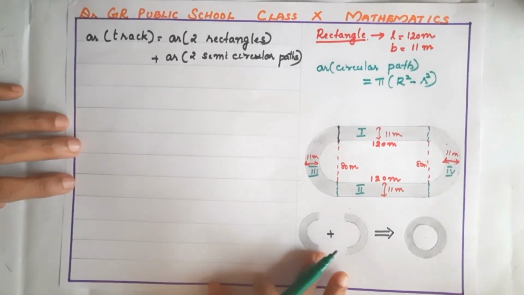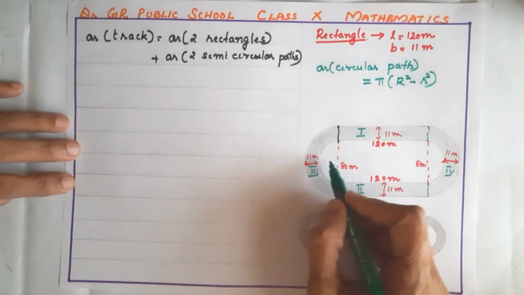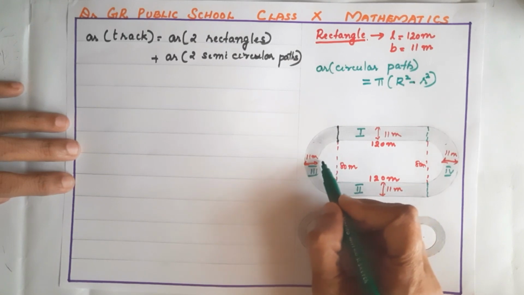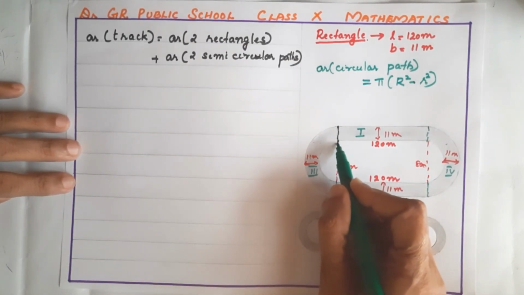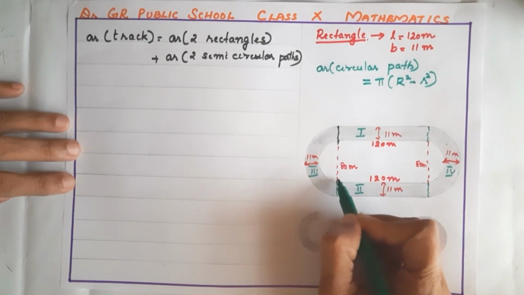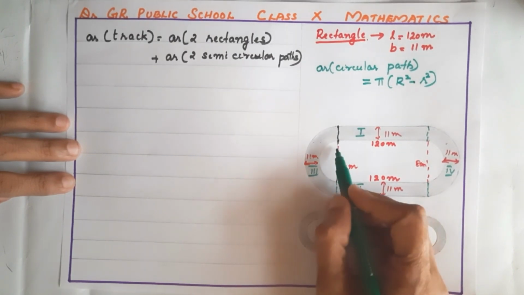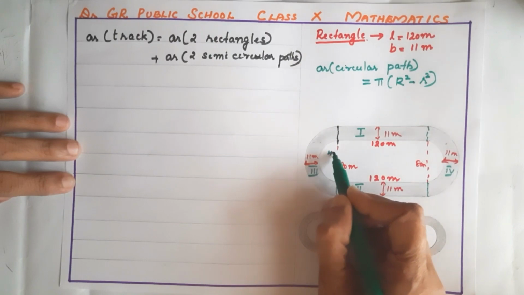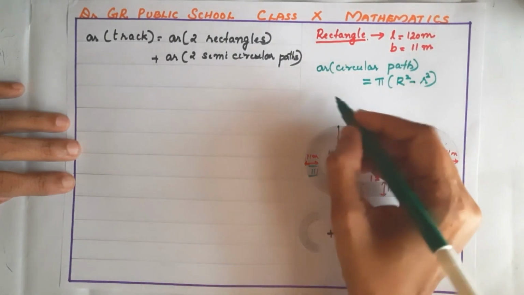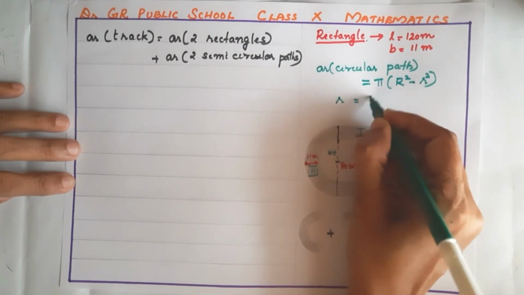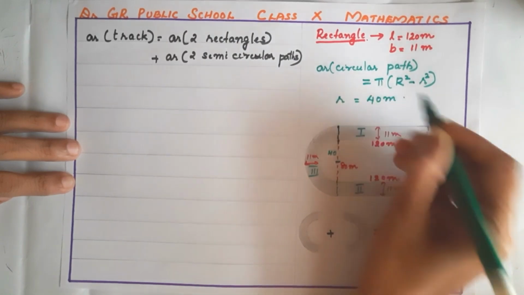Isn't it? Already we have this small r. What is that small r? Radius of this inner circle. Isn't it? So this diameter is 80. So we have discussed that. So radius is 40. Okay. So small r is 40. Small r is equal to 40 meter.